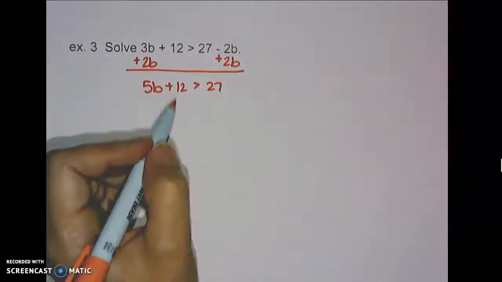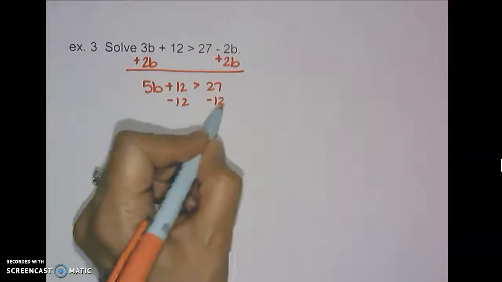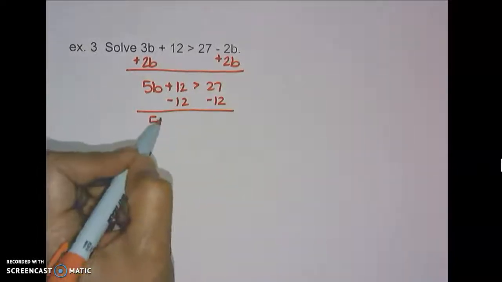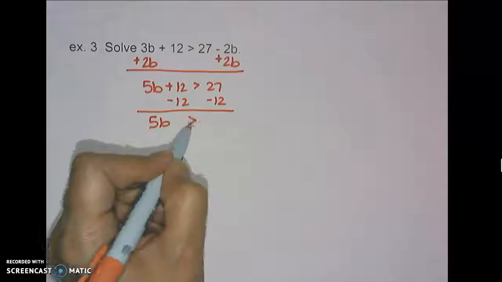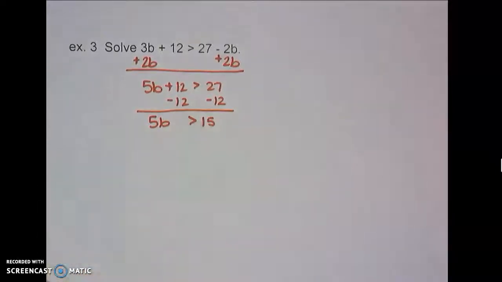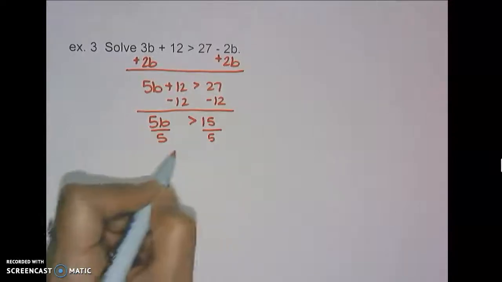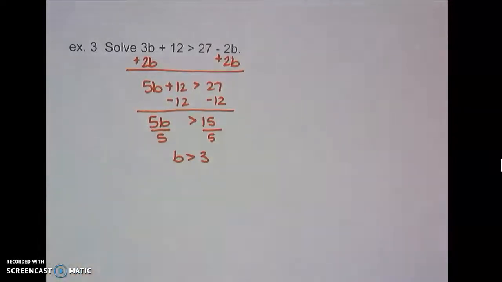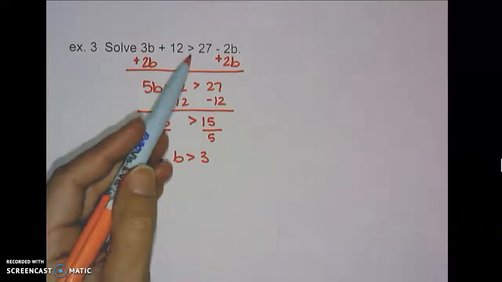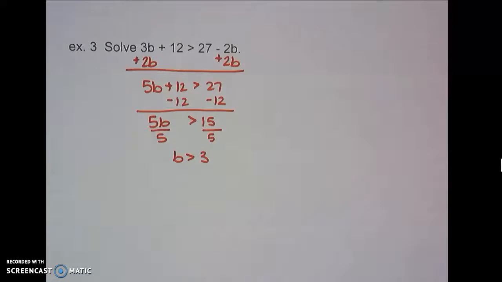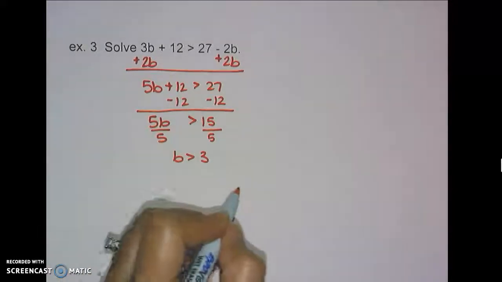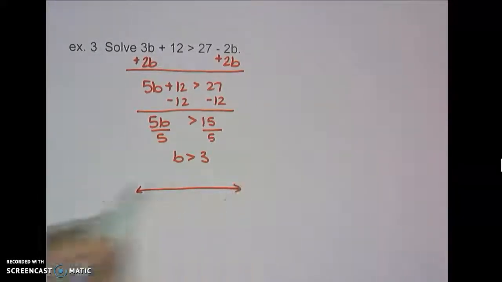To keep going, now we've got a two-step thing here. That would give us 5b is greater than 15. And then dividing by 5, b is greater than 3. And these steps are exactly like what we did when we had an equal sign here. You're still doing those inverse operations. So same steps, just watching out for the inequality symbol. The only time that things would change is if you're multiplying or dividing by a negative number.